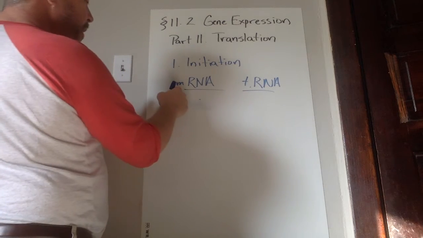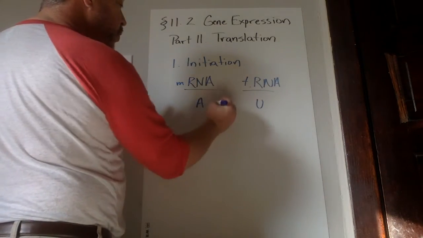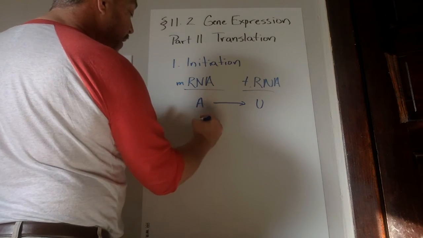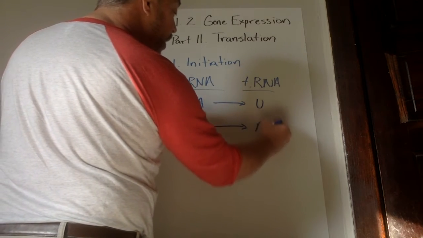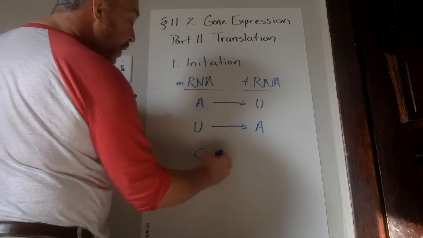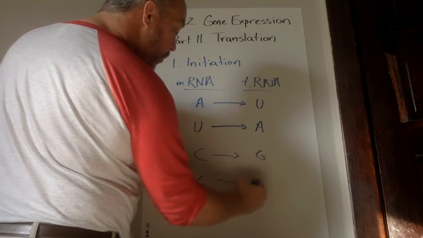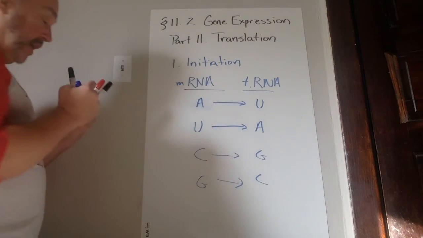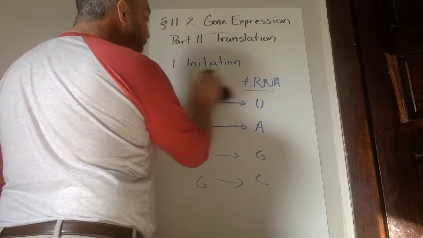But if there's an A in the mRNA, then opposite will be U in the tRNA. If there's a U in the mRNA, then opposite on the anticodon will be an A. C will be opposite G, and G will be opposite C. So this is going to be very important for our next step as well.